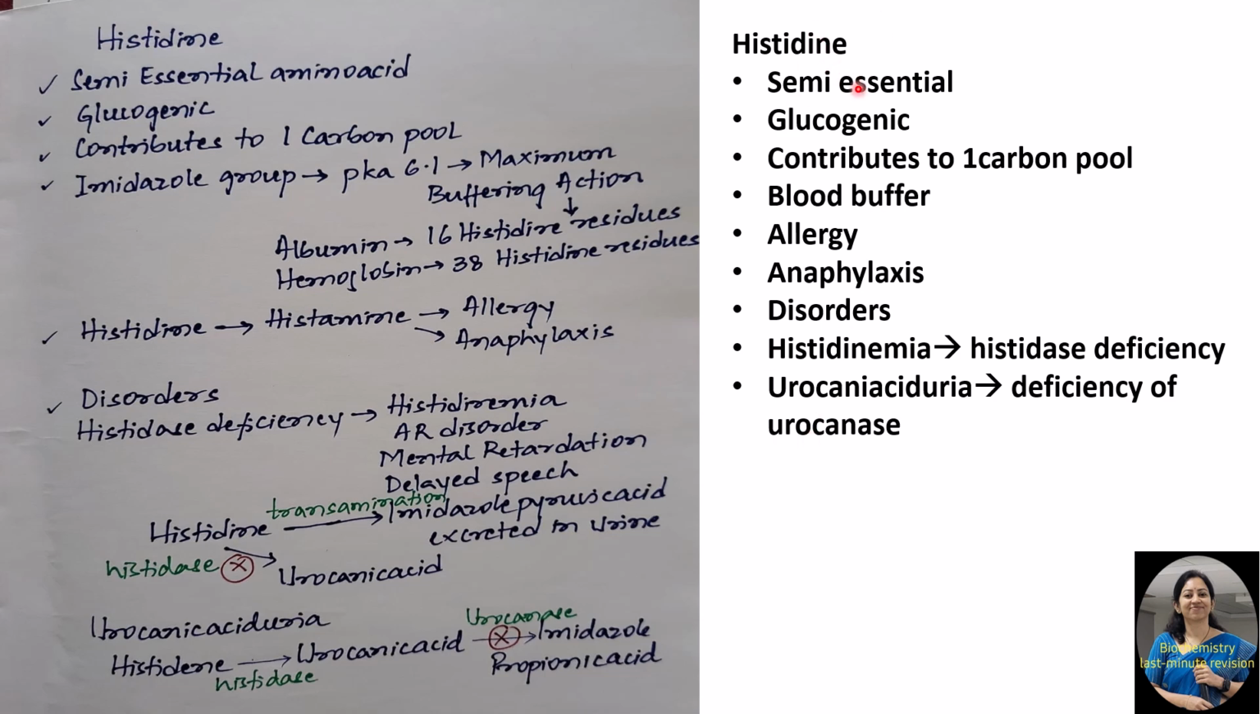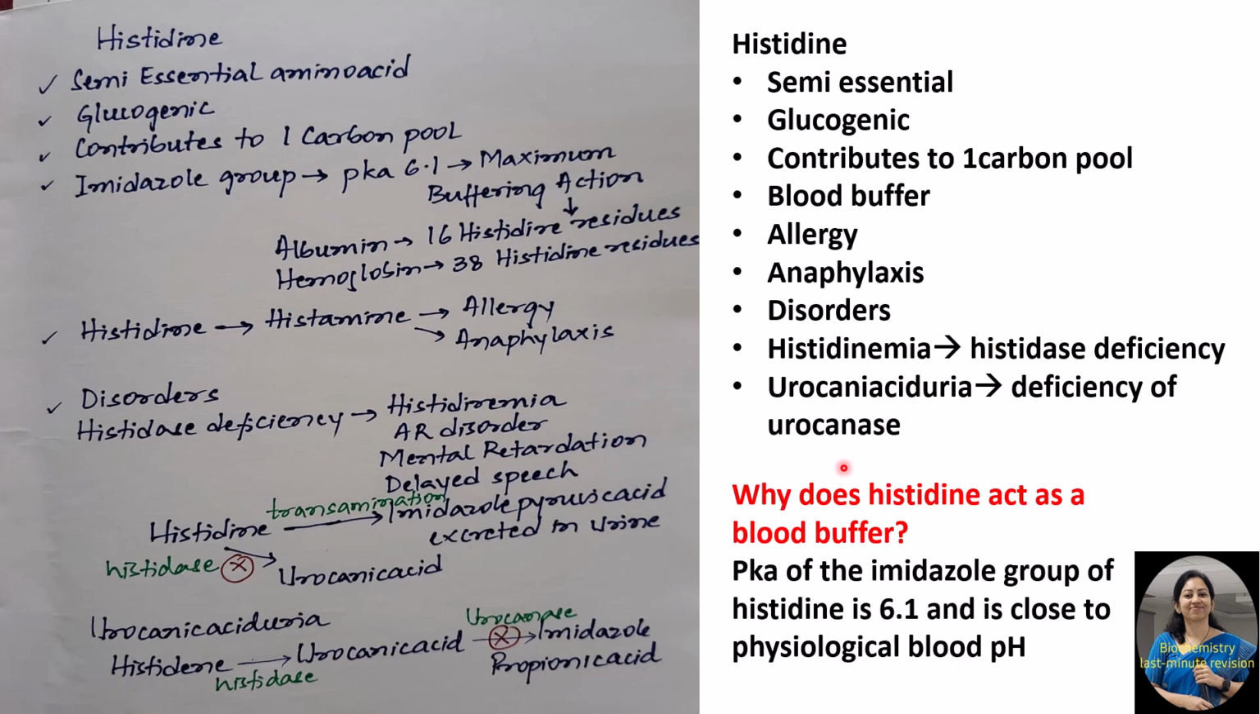So this is the summary of histidine. It is a semi-essential amino acid. It is glucogenic, contributes to one carbon pool. It acts as a blood buffer because of the presence of imidazole group which has a pK of 6.1, and this is close to physiological blood pH. Histidine undergoes decarboxylation to form histamine, which is responsible for allergy and anaphylaxis. Disorders include histidinemia, histidase deficiency, urocanic aciduria, deficiency of urocanase.